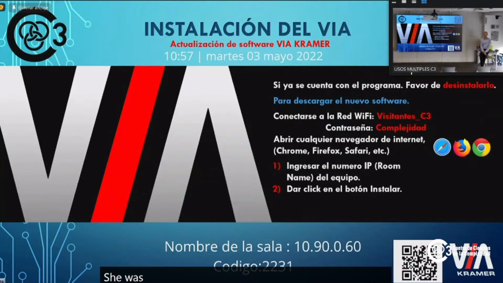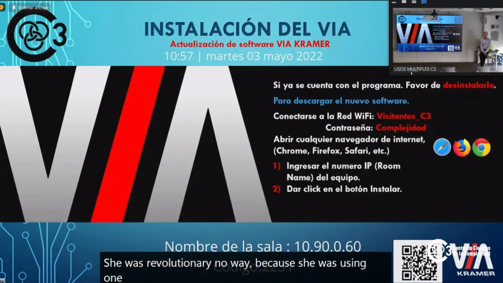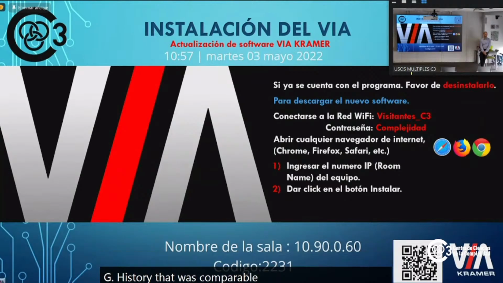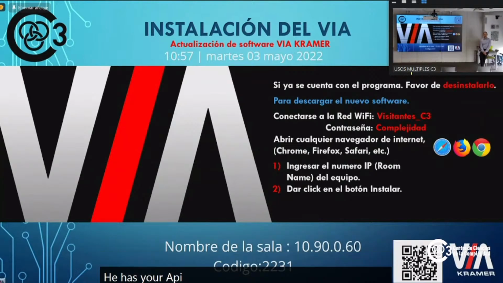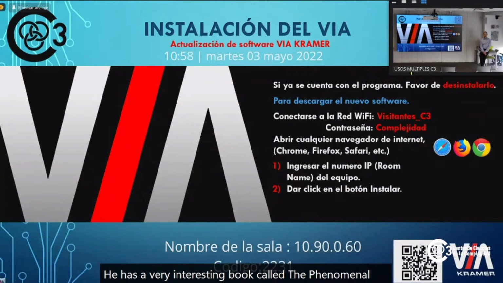revolutionary in a way because he was using mathematical models in history, and that was unheard of in the 1990s. And actually, I know because of him, because of his father, Valentin Turchin. He has a very interesting book called The Phenomenon of Science.